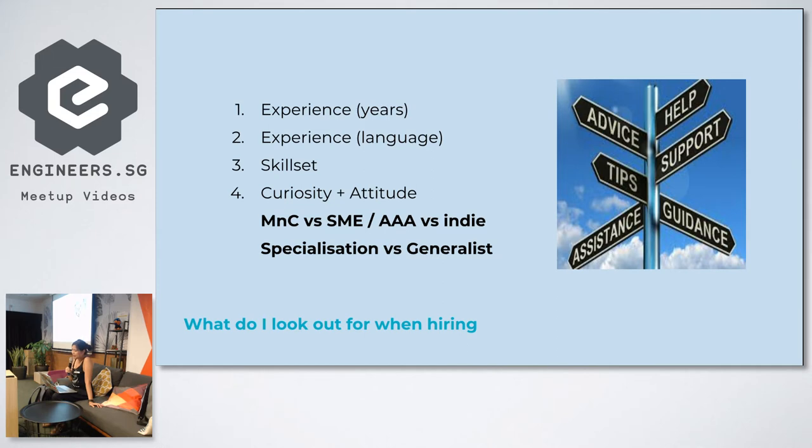I would say the main difference between AAA and indie, or MNC versus SME, is specialization versus generalist. And by that, I don't necessarily mean you know everything and you're equally skilled in everything. By generalist, we are looking at an inverted T-shaped specialization, where you specialize in at least one thing and you know roughly a bit of everything else.